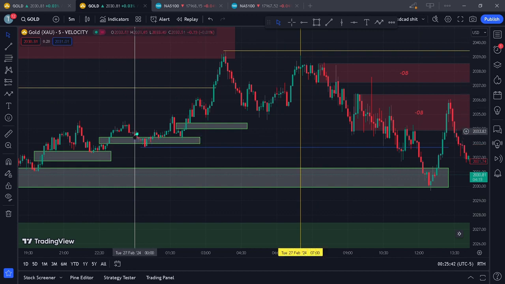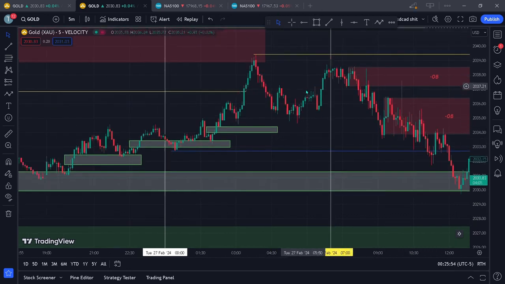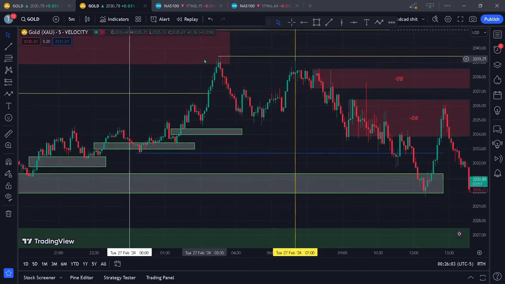Moving forward, you want to add a line at 12 midnight for the beginning of the day's trading, and then you want to add a line too at 7 a.m. And once you've done that, everything on your left hand side is going to be your London session. Yesterday was Tuesday, so we have our London session here on the left hand side.